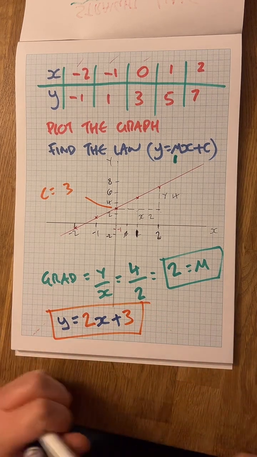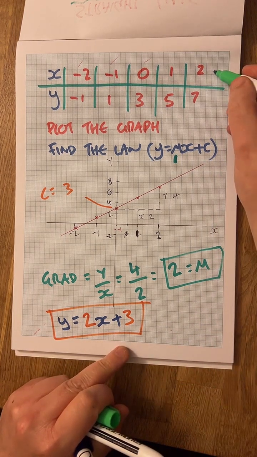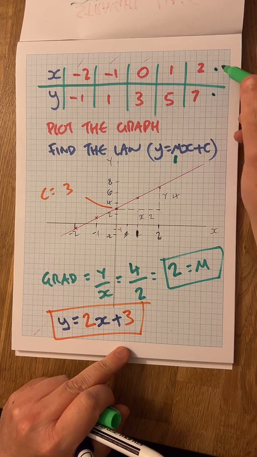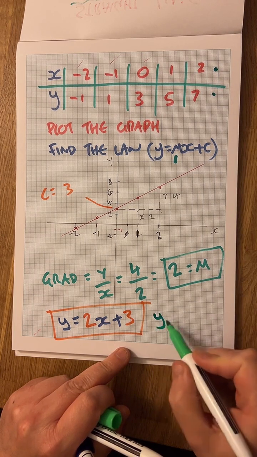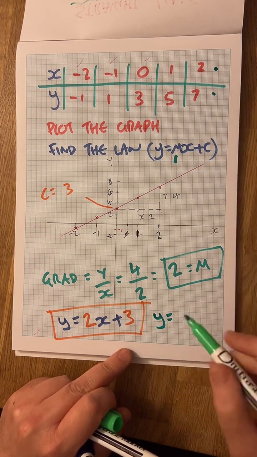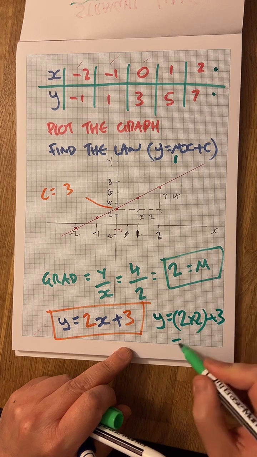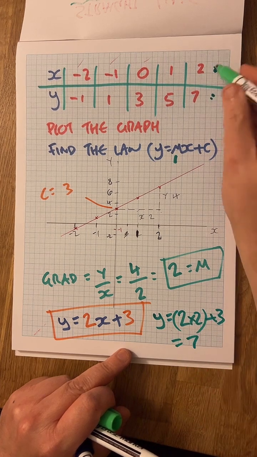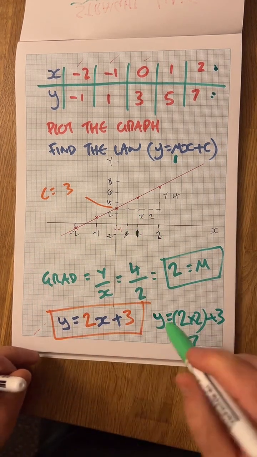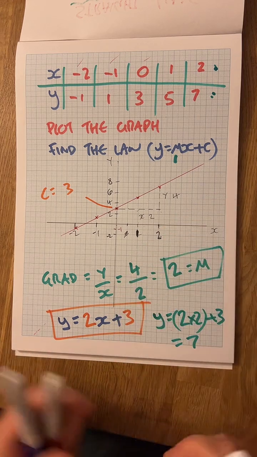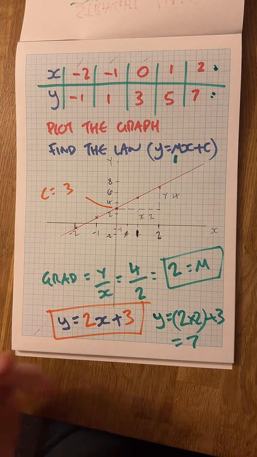And if you want to check it, because sometimes you want to check it, when x is 2, what is y going to be? When x is 2, I'm going to go 2 times 2, which is 4, plus 3, gives me 7. So that's a straight line, a linear relationship. So we can find values for y when we've got values for x. It can be anything: speed, velocity, power, time, things like that.